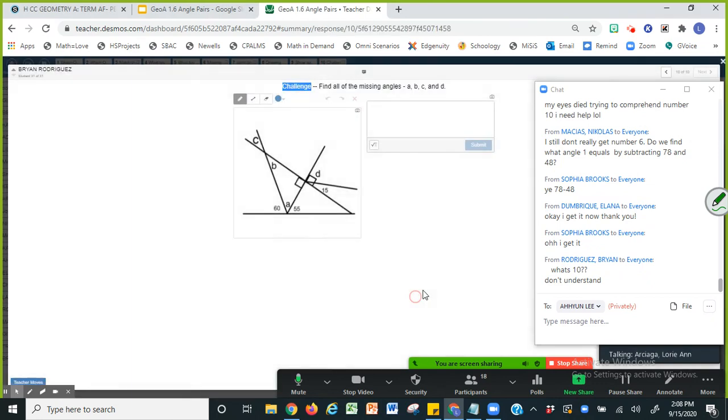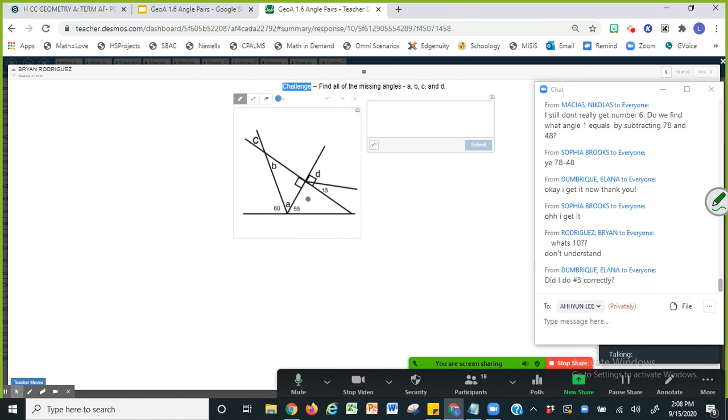Okay, in number 10, Brian, you have to start by finding the value of A at the bottom. So they all form a straight line. So if it's a straight line, what's the sum of all those angles? So you can add them up, and then the remaining will be your angle A. And once you have angle A, then you solve this triangle over here. We know that a triangle adds up to 180 altogether.